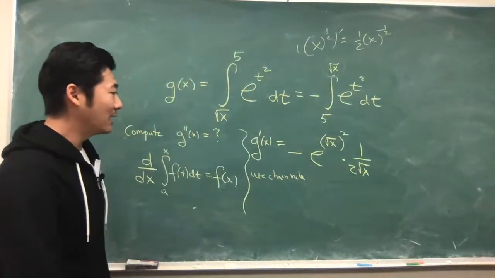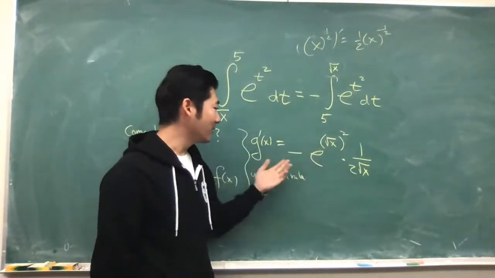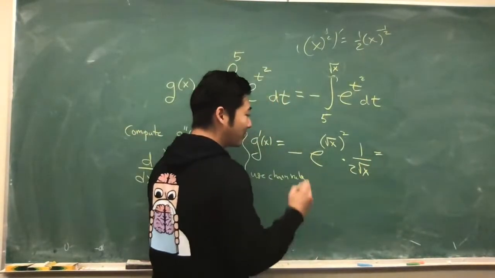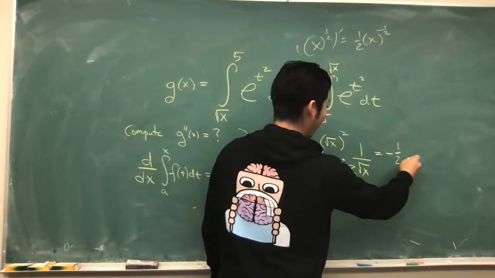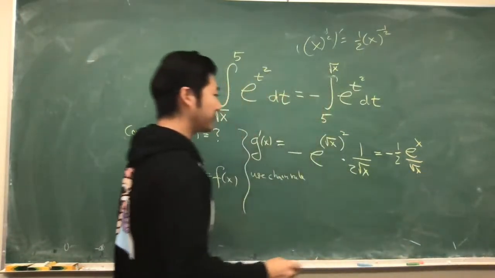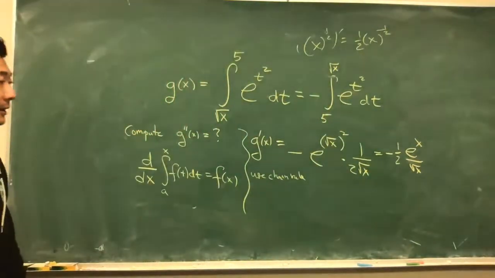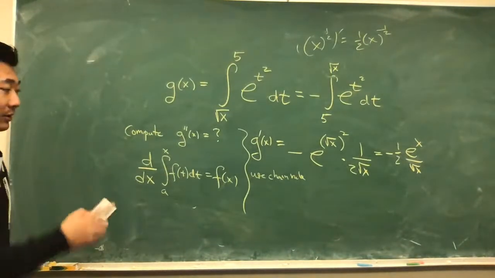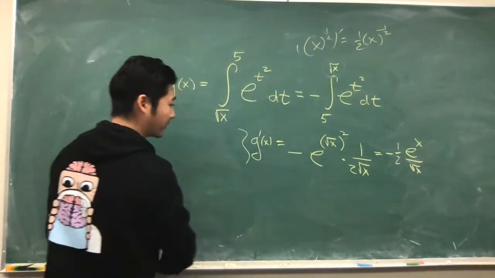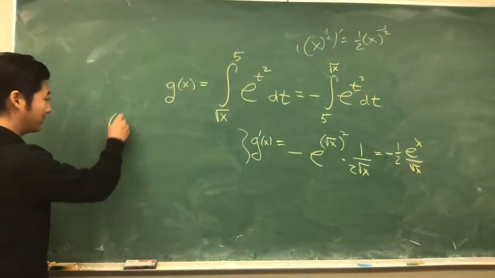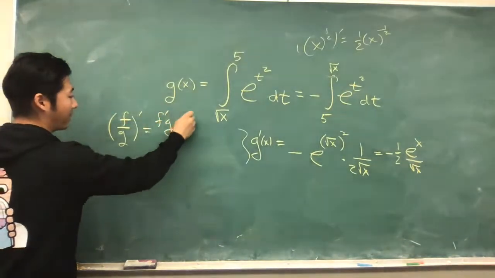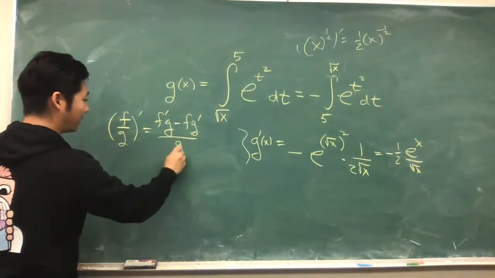Doing it like this is not a very great idea. We should simplify a little bit. So if we simplify this, we get negative 1/2 e to the x divided by root x. And so to take the derivative of that, we use the quotient rule. So quotient rule, let me remind you, is f prime g minus f g prime divided by g squared.